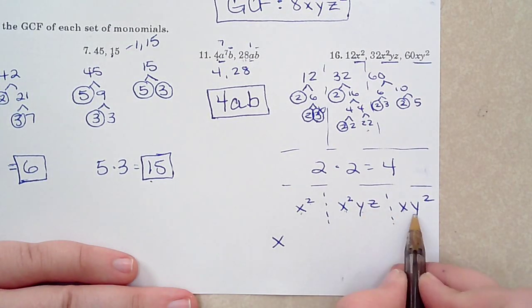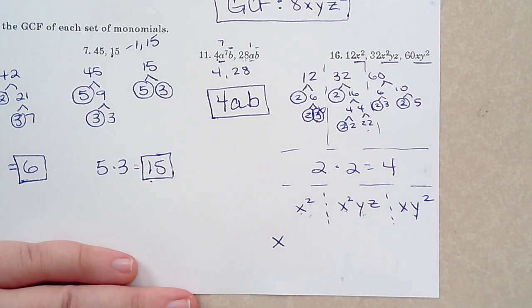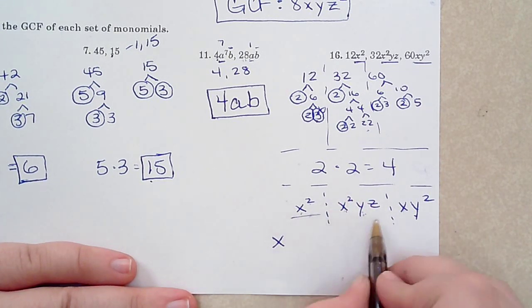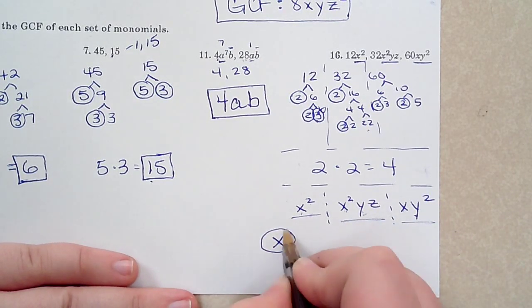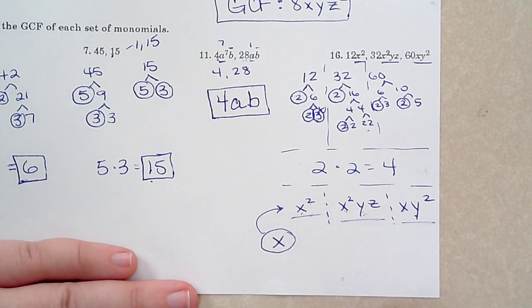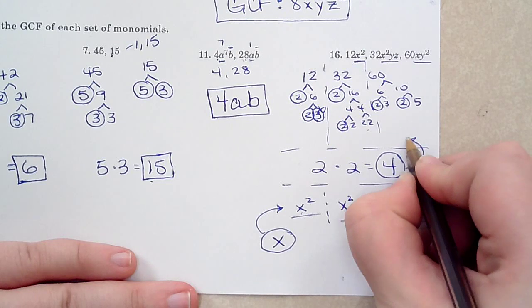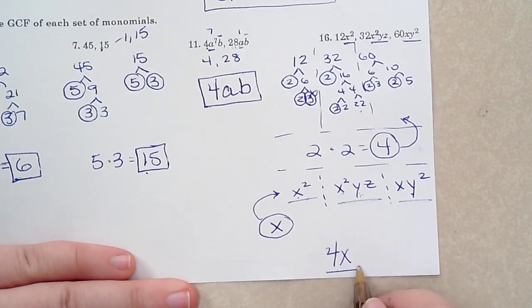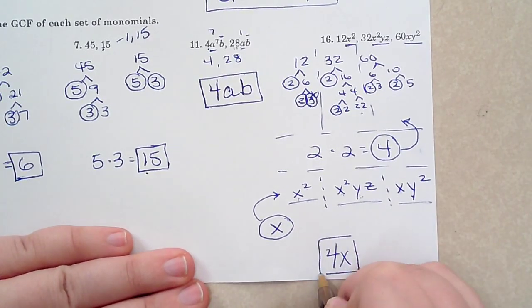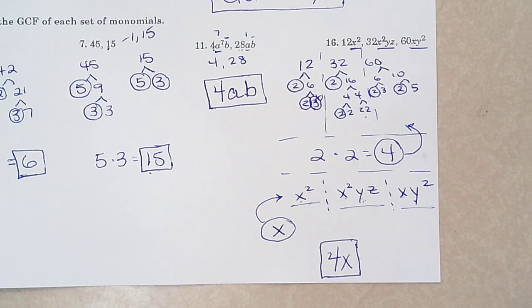Notice then, these two have a y in common, but because it's not common with the third one, we can't take a y out. We can only take what all three terms have to give us. So common between these three terms is just going to be an x. When we take the common number from these three terms, it's just a 4. Put those back together, and my greatest common factor for these three terms is 4x. All right, I know that was a lot. Let me know if you have any questions.